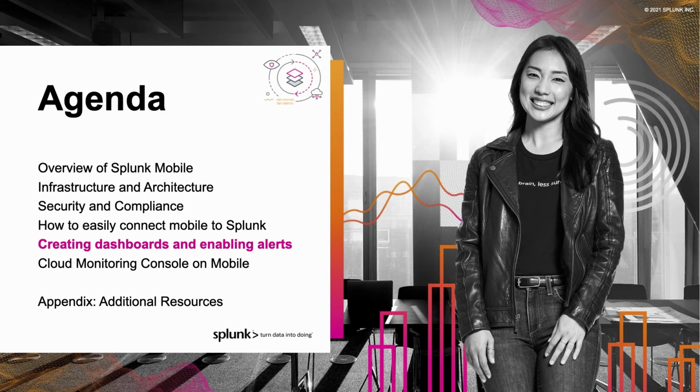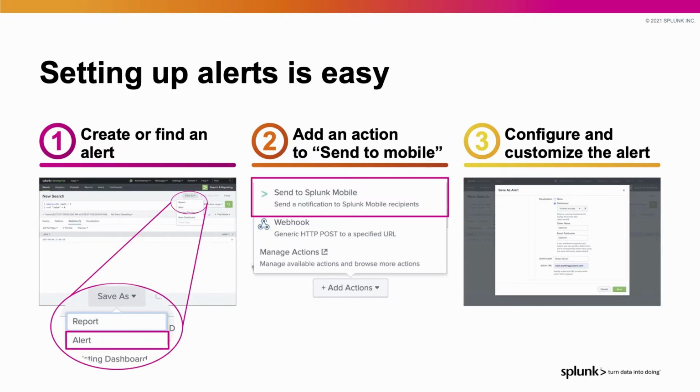Thanks, Dylan. As we noted earlier in our session today, the two core capabilities of Splunk Mobile are the ability to receive alerts and view dashboards. Setting up alerts is easy. You can do it in three simple steps.